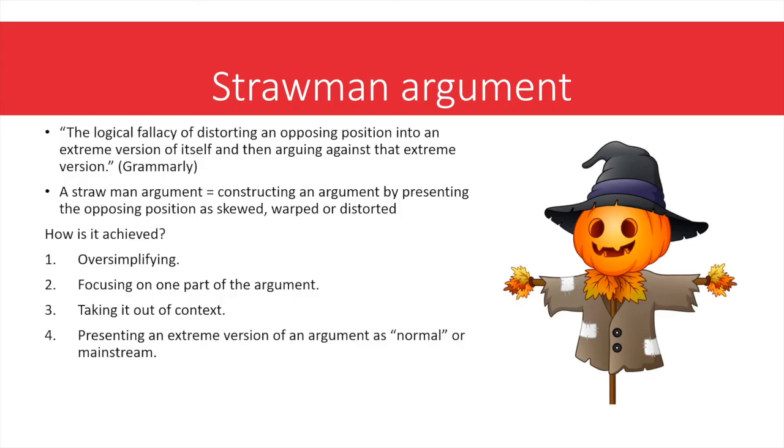Oversimplifying the argument, focusing on one part of the argument, taking your argument or the points out of context, and presenting an extreme version of your argument as normal or mainstream. Let's look at examples on the next slide.